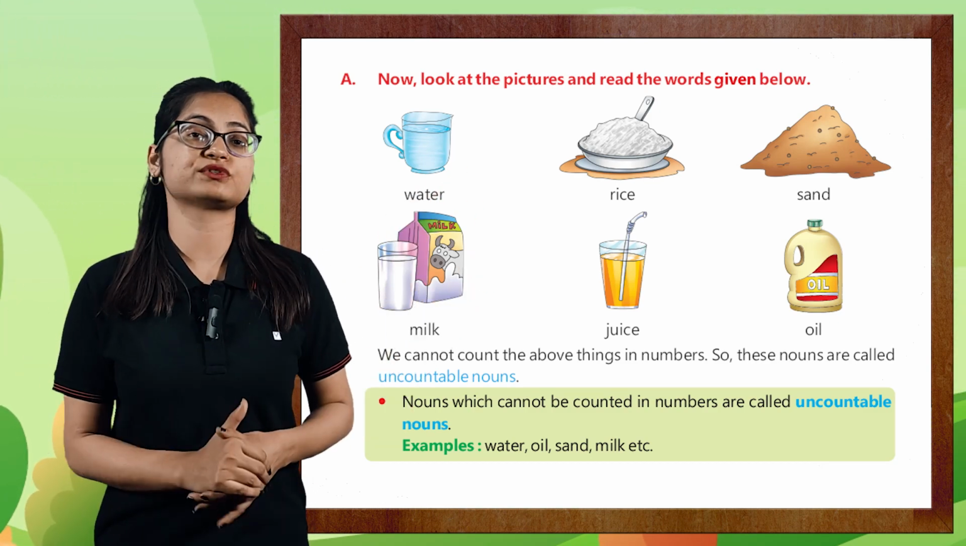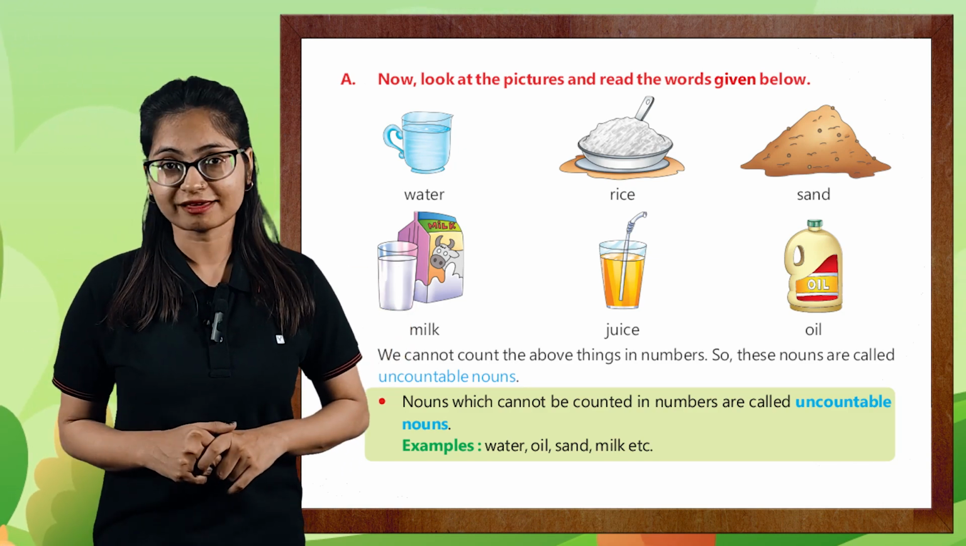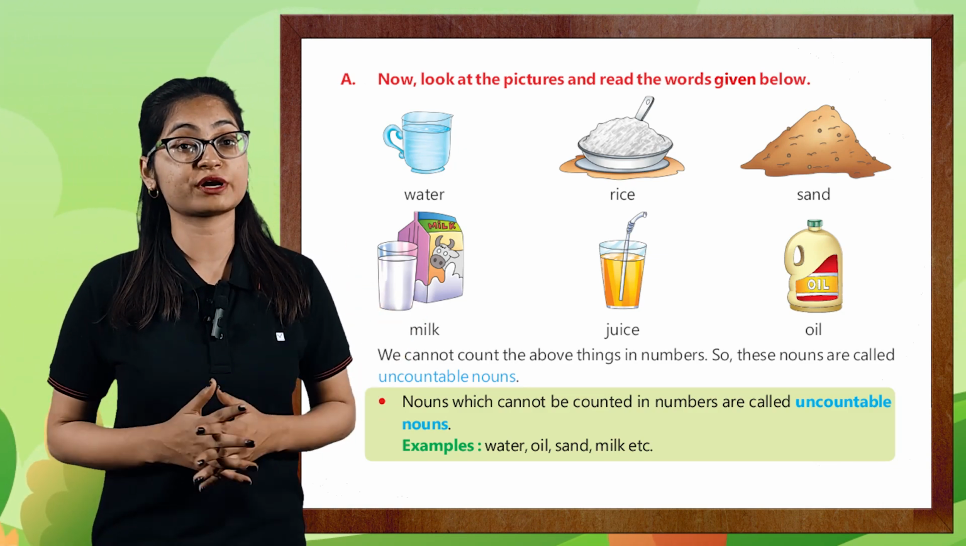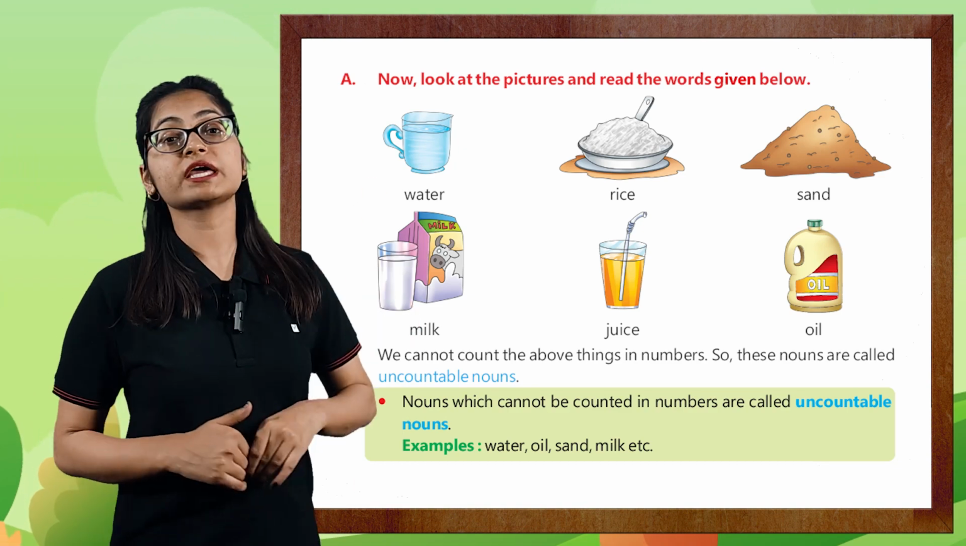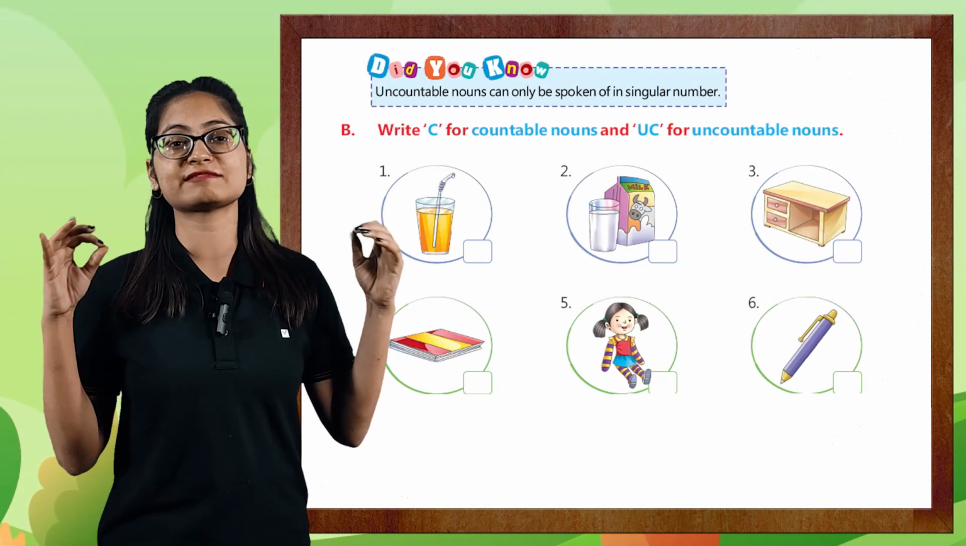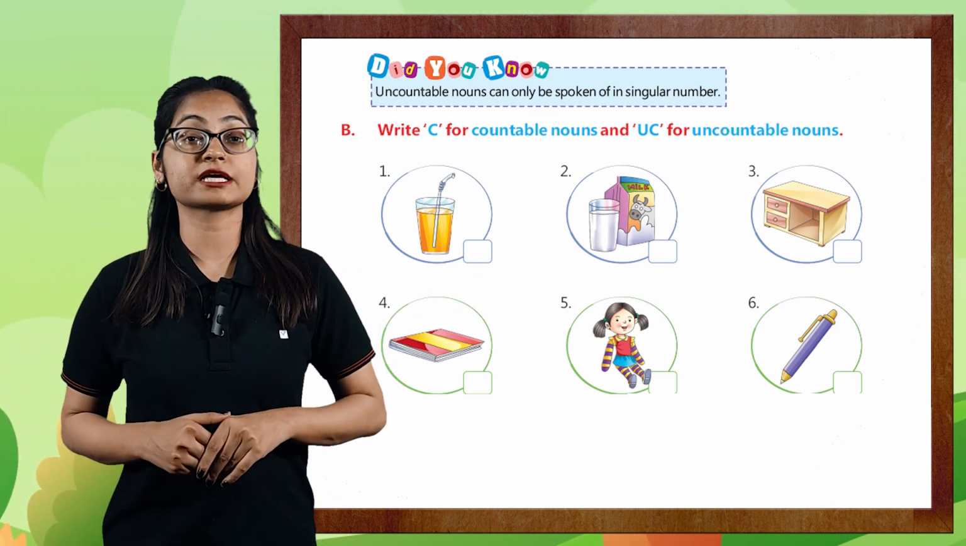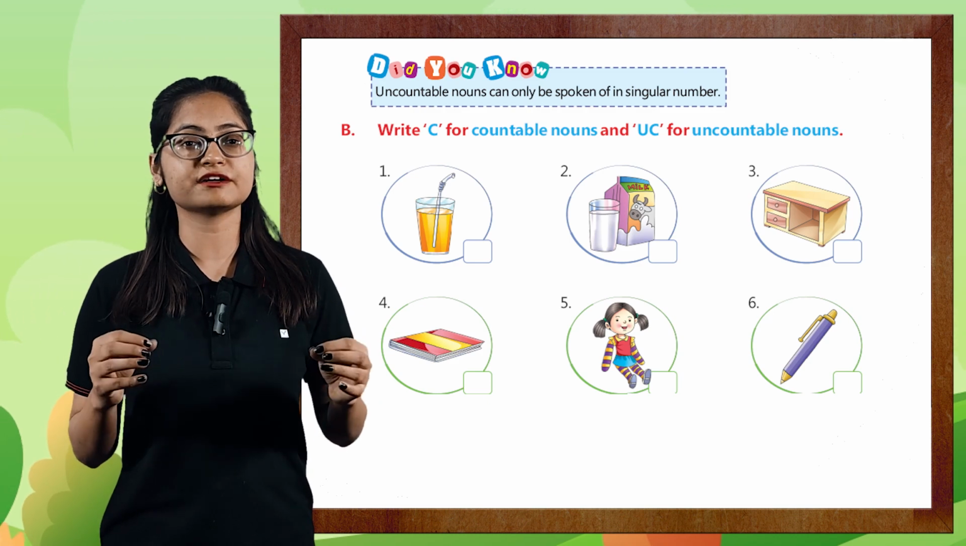Students, ऐसे nouns जिनको हम count नहीं कर सकते numbers में उन्हें हम क्या कहते हैं? Uncountable nouns. और examples आप देख सकते हैं milk. We cannot say that's one milk. Okay, students, again it's time to learn something new. So, did you know uncountable nouns can only be spoken in a singular form?